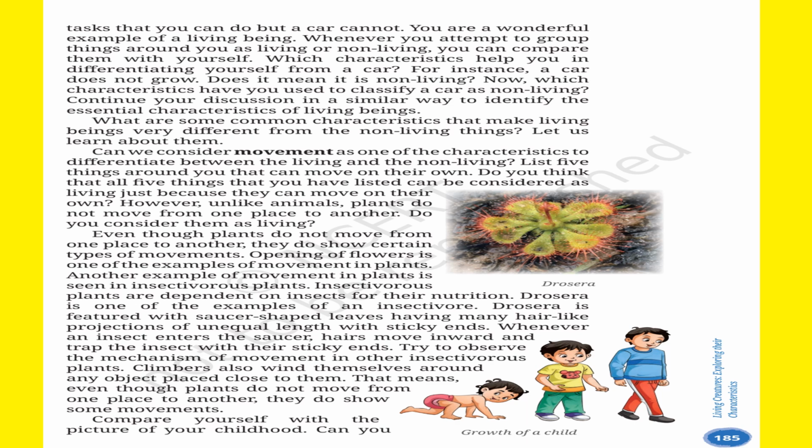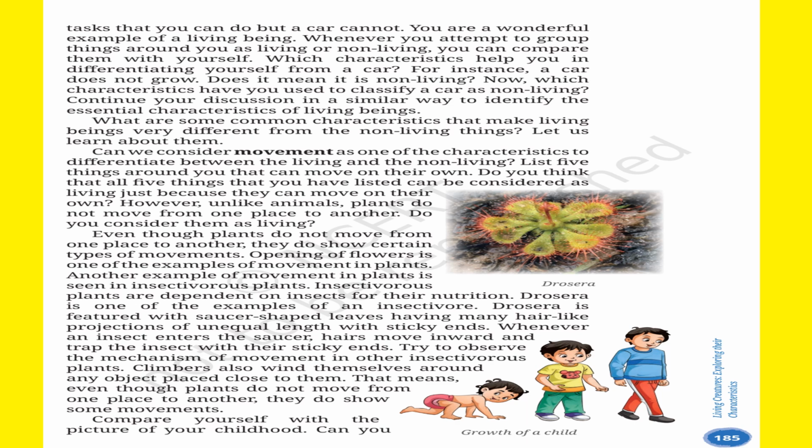Another example of movement in plants is seen in insectivorous plants. Insectivorous plants are dependent on insects for their nutrition. Drosera is one example of an insectivore. So what are insectivorous plants? Plants on which, if an insect comes and sits, they close their leaf. Okay? So insectivorous plants are dependent on insects. Drosera is one of the insectivorous plants and it is featured with saucer shaped leaves.